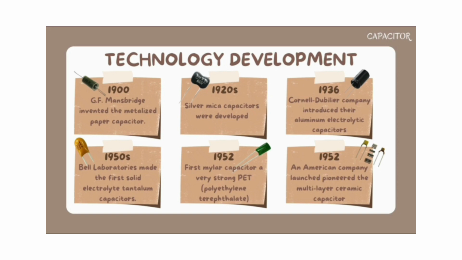Cornell Dubilier Company introduced the aluminum electrolytic capacitors. Also, Bell Laboratories made the first solid electrolyte tantalum capacitors in the 1950s. The first Mylar capacitor, made of very strong PET, polyethylene terephthalate, was developed in 1952. An American company also pioneered the multi-layer ceramic capacitor in 1952.